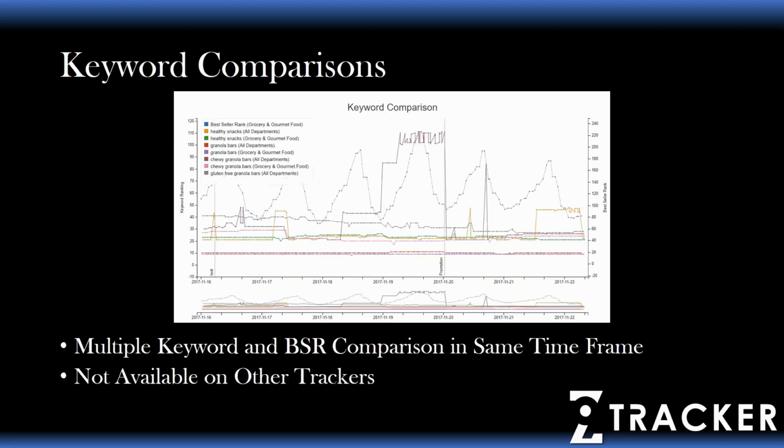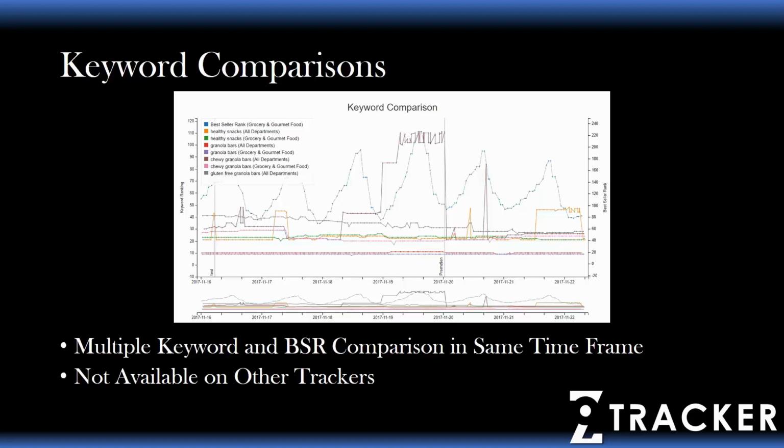So the next feature I want to talk about is going to be keyword comparisons. Now, this is the compare keywords view. And in this view, you get multi-keyword, multi-category, and BSR comparison in the same time frame, which is pretty awesome in my opinion. And no other tracker does this. So basically what you can do is compare up to 5 keywords, any keywords that you select that you want to see against each other in the same view.